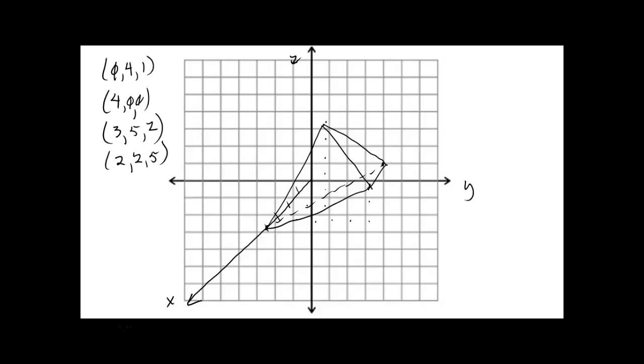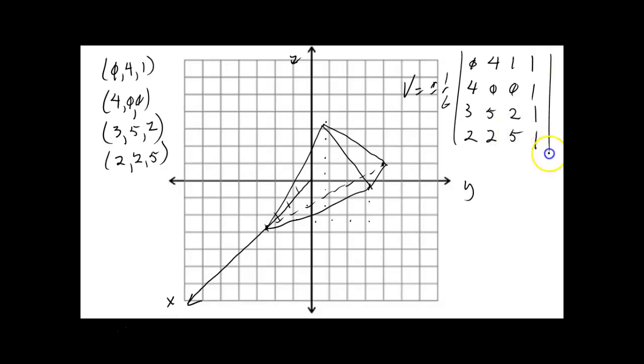Okay. So what do we do with it? What would be the volume of that tetrahedron? Plus or minus 1/6 times the determinant of 0, 4, 1, 1; 4, 0, 0, 1; 3, 5, 2, 1; and 2, 2, 5, 1. That determinant. Now, how are we going to find that determinant?